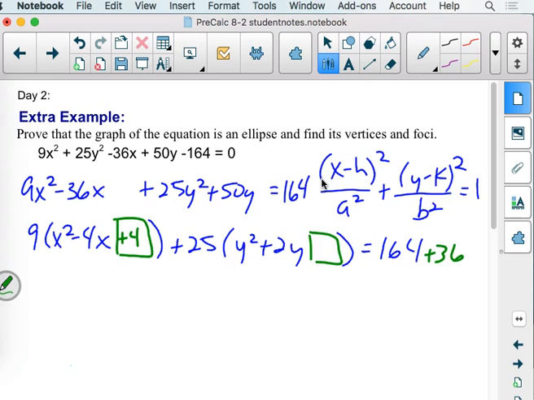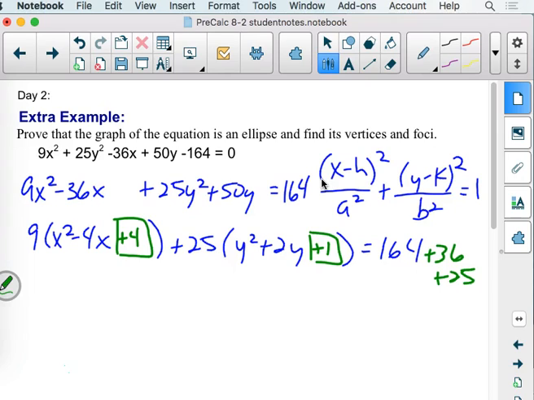Well, then I go after my y's. Oh, that's a nice number. 2. 2 divided by 2 is 1. 1 squared is 1. Hey, I just added 1 to this side. Nope. 25 times 1. I really added 25 over there.